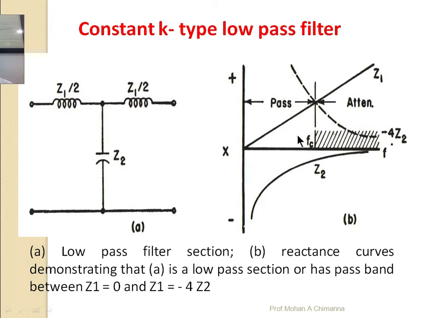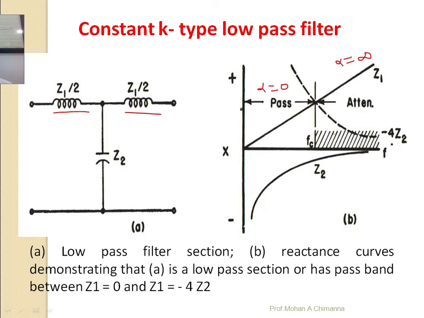Then what we do here in the case of the constant K type of filter: these are the series arm impedances, and the series arm impedance gives the attenuation above the cutoff frequency. Below the cutoff frequency is called the pass band, where alpha is equal to 0, and alpha is equal to infinity above the cutoff frequency.